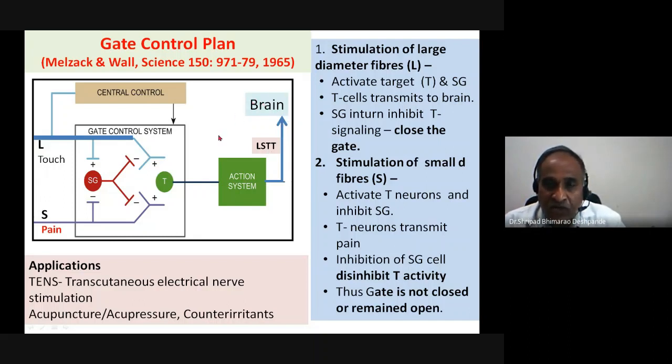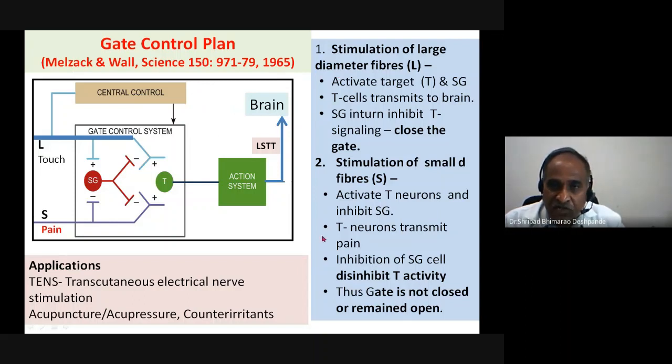Okay, so now these are two aspects. The third aspect, from the brain, from the midbrain or the medullary level, there are descending projections to these target cells as well as to the substantia gelatinosa. In brief, that is the gate control theory proposed by Melzack and Wall.